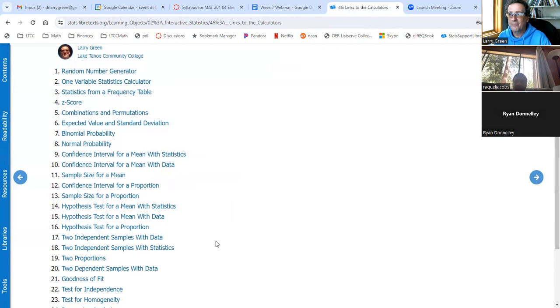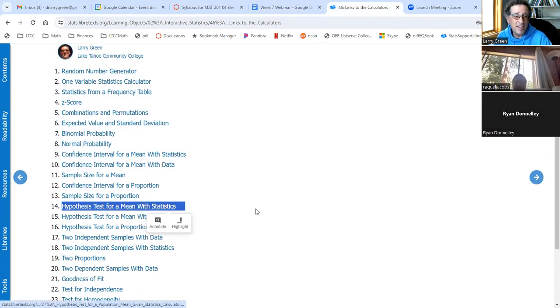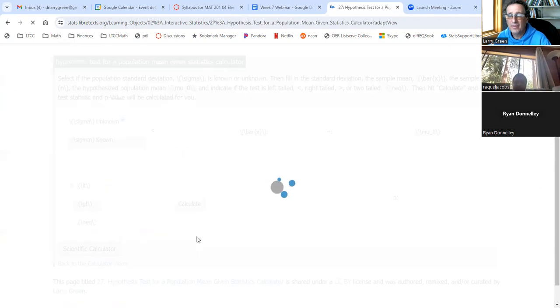Which calculator? We're not doing a confidence interval. Remember, we're doing the chapter of hypothesis testing. We have an H naught and H1. We've got to test that hypothesis. We don't have data given. So it's not 15. Yeah, it's 14. We have statistics here. So I'm going to click on hypothesis test for a mean with statistics.